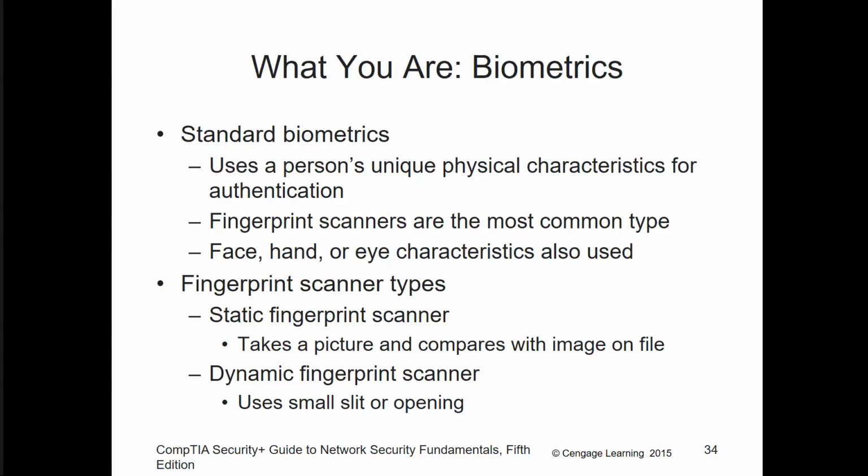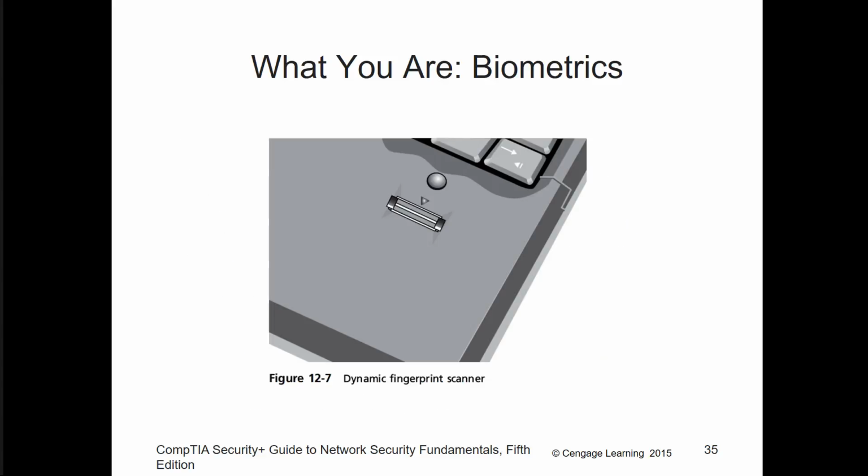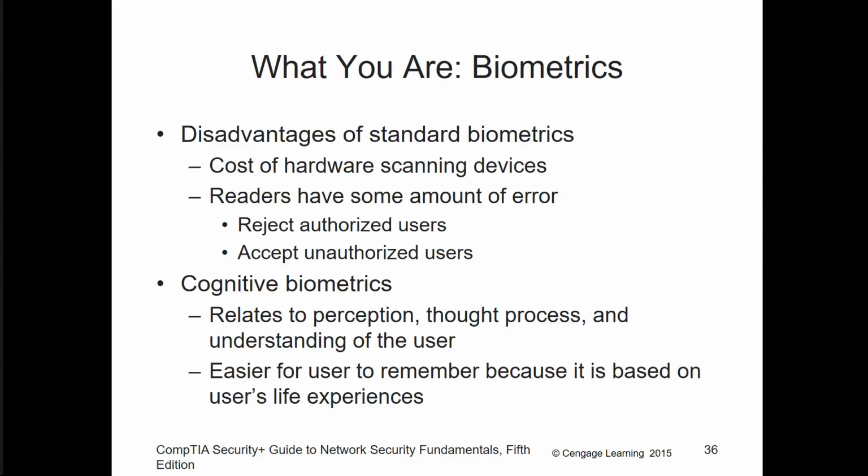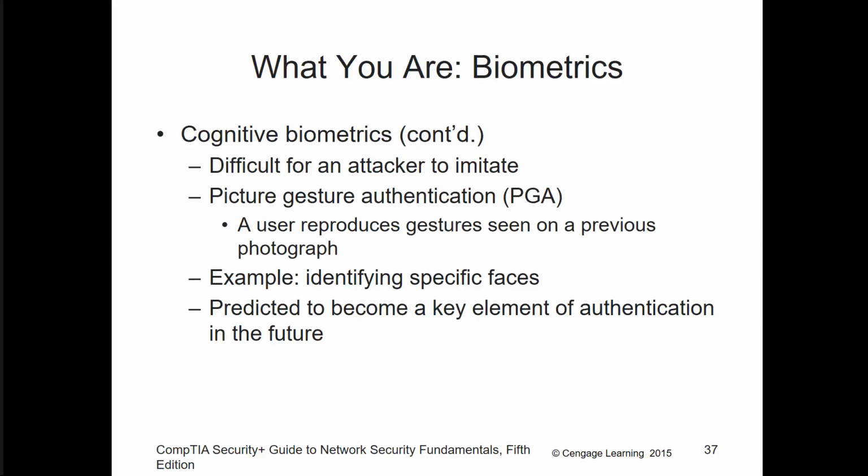Standard biometrics, that's going to be things like fingerprints. There are disadvantages: cost of the hardware and time for implementation. And there is a cognitive biometric, which relates to the perception, thought process, and understanding of the users. Basically easy for the users to remember because it's based on life experience.